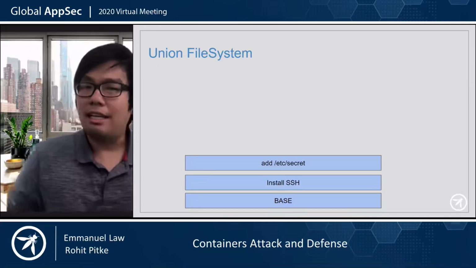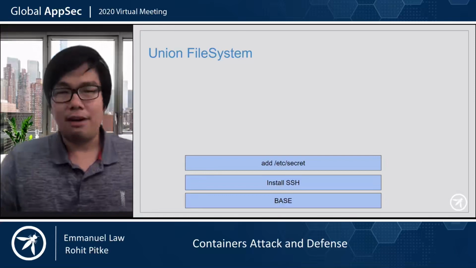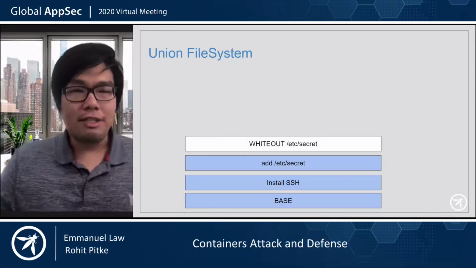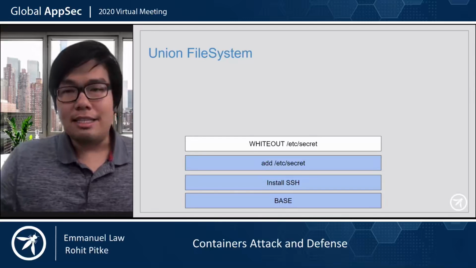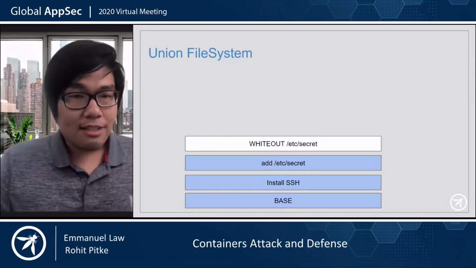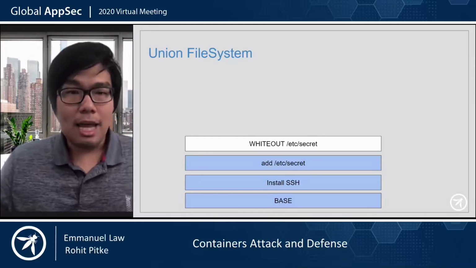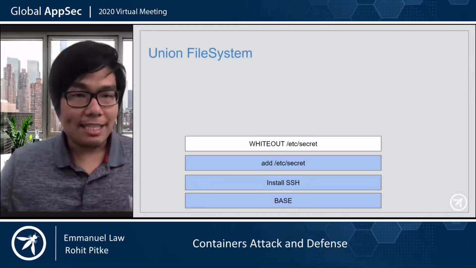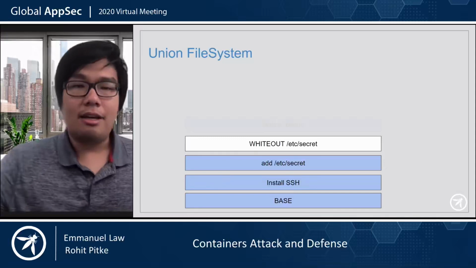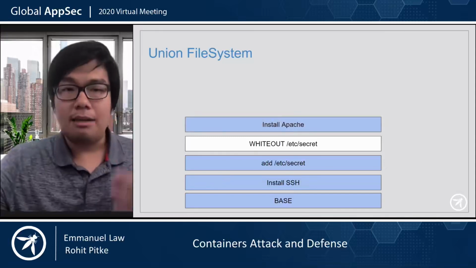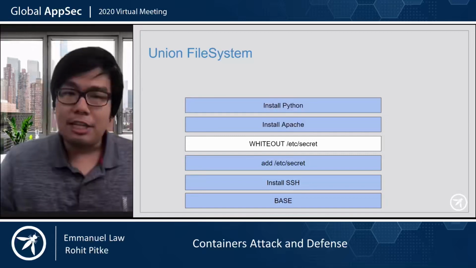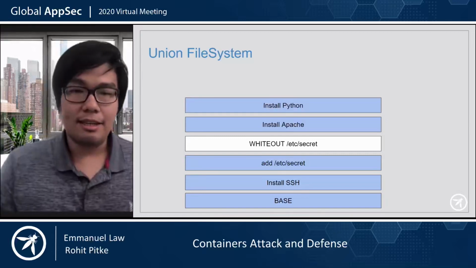Have you guys wondered what happens when you try to delete a file? So in a union file system, when you try to delete a file, it doesn't actually delete the file itself. Instead, it creates a whiteout layer that basically hides the file. And you start building your layers upon layers based on that. So the file itself is actually never ever deleted.